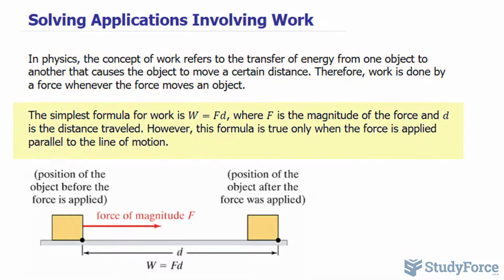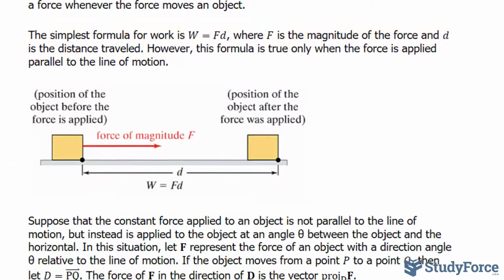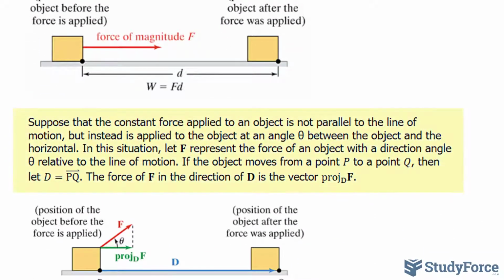The simplest formula for work is W is equal to the force times the distance, where F is the magnitude of the force and D is the distance traveled. However, this formula is true only when the force is applied parallel to the line of motion. Suppose that the constant force applied to an object is not parallel to the line of motion, but instead is applied to the object at an angle theta between the object and the horizontal.